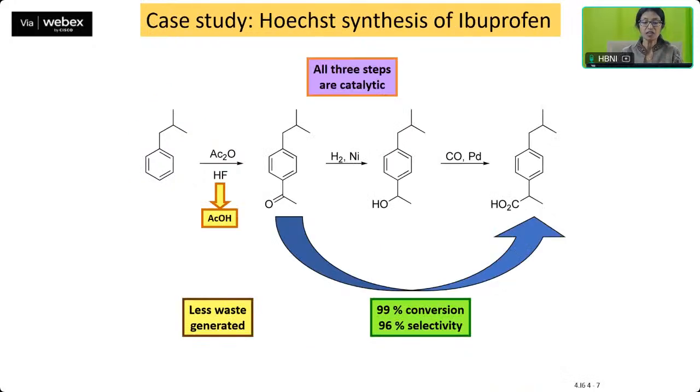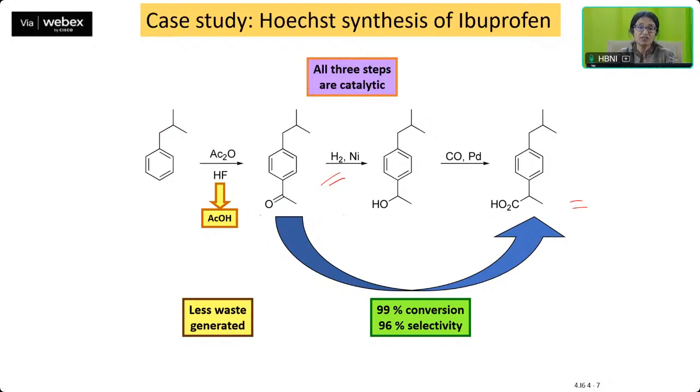This is the normal process, but you can also synthesize the same thing using only 3 steps, and you can have a catalyst for each step. For example, you can have a hydrogen nickel catalyst for transforming this particular ketone to the alcohol and then to the CO2H group. So to form this ibuprofen, you can use the hydrogen nickel catalyst, and then follow it up by palladium and carbon monoxide. Using this, you find there is 99% conversion, and the selectivity is also very high.